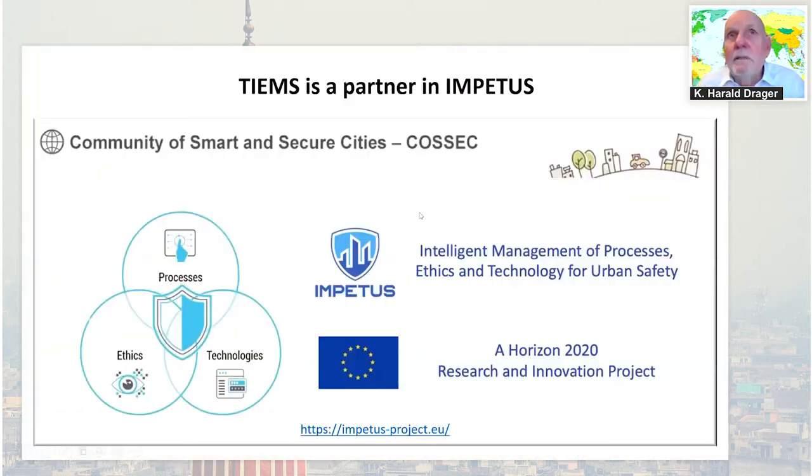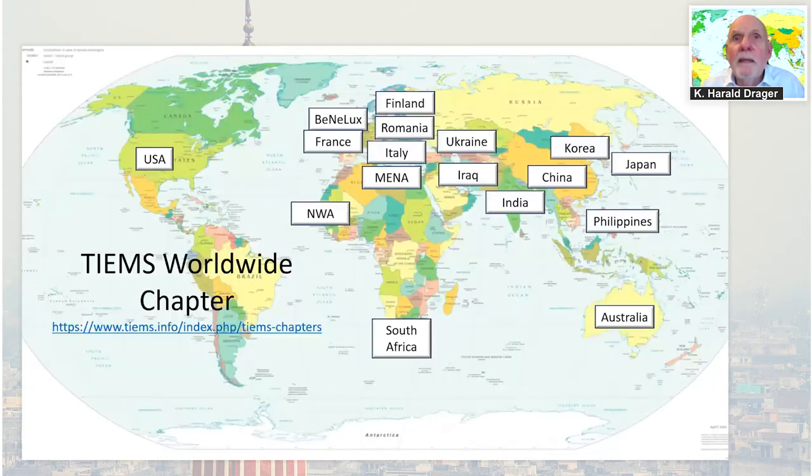The next thing Teams does is research projects. The project we are involved in at the moment is called Impetus. It stands for Intelligent Management of Processes, Ethics and Technology for Urban Safety. It's a Horizon 2020 research and innovation project financed by the European Commission, and it is about smart cities. If you're a member of Teams and qualified, you can be invited to participate in Teams research projects. We are also able to recruit members from all over the world doing presentations of their national systems.